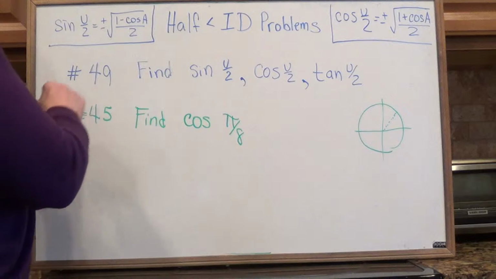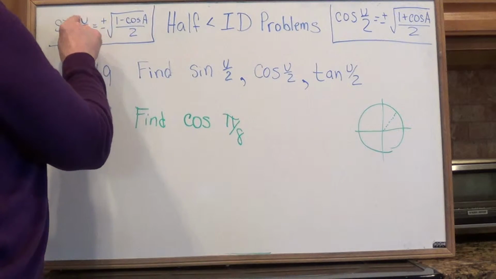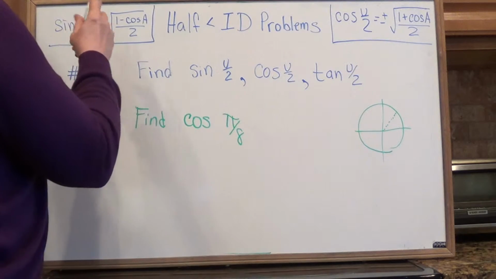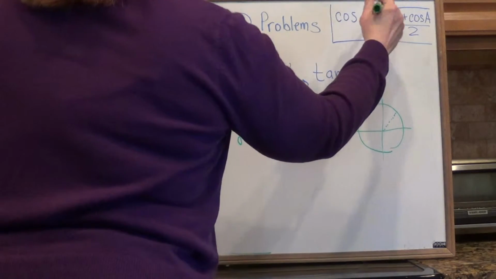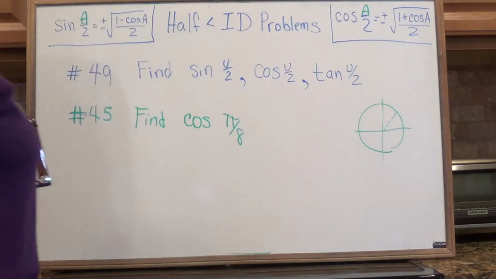Oops, I see two hands up. I have an A here and a U here, so let me coordinate this. We have to have the same variable throughout. There we go.